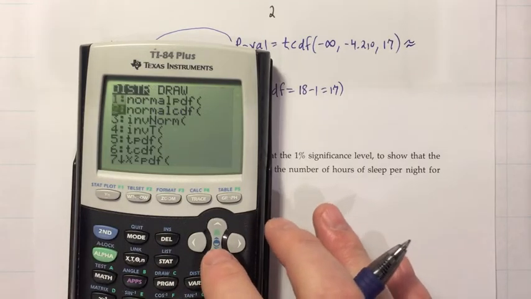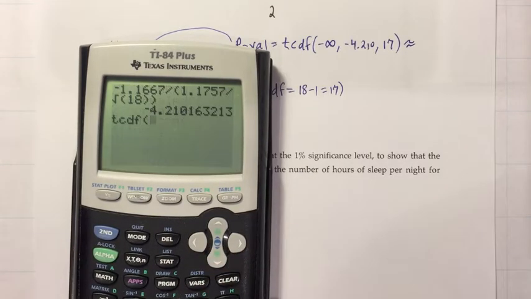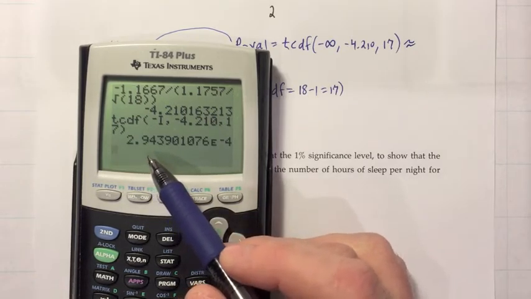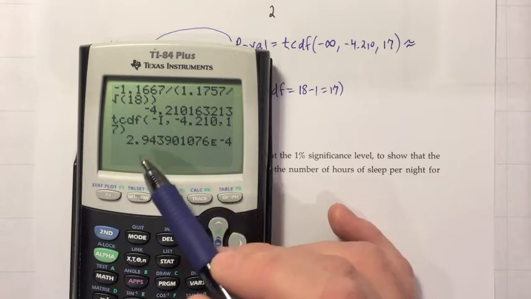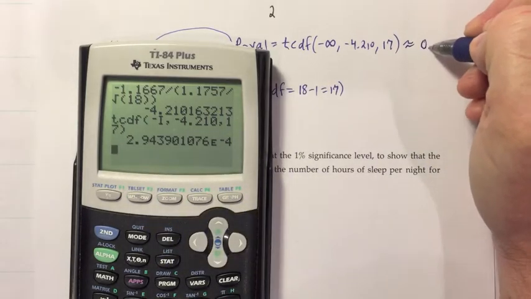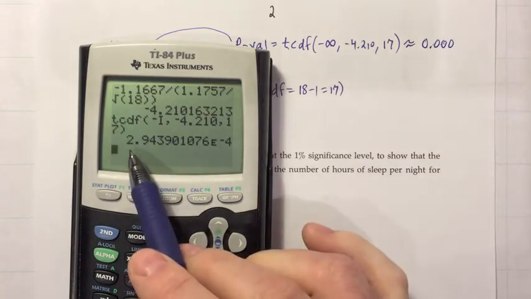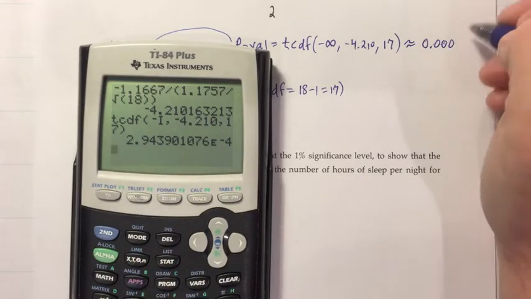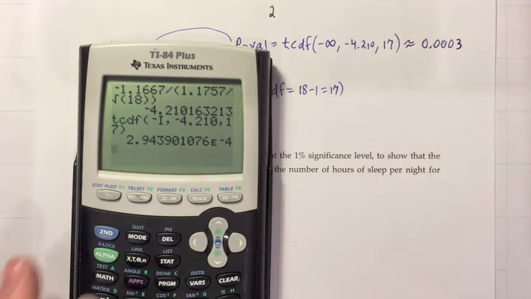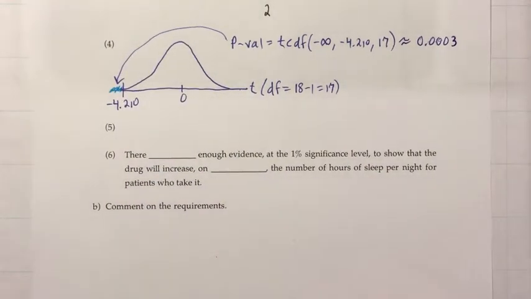So into the distribution menu, find our t-CDF function, go from negative infinity to negative 4.210 with 17 degrees of freedom. Expecting a small number and getting 2.943, which is impossible for an area. So we look over here, see the e-4 and go, okay, so we need to move our decimal place 4 spots to the left, which means that 2 would be in the 4th spot. And if I'm going to stop there, which is what I would normally do, 4 decimal places, I better look at the next digit, which is a 9, would cause that 2 to round up to a 3. All right, so there's my p-value, very much like what we did in Chapter 9.